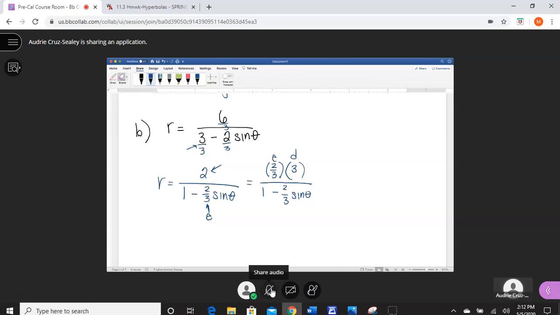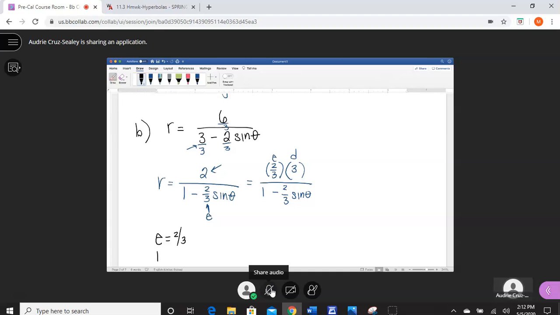And this is your setup. Is that okay? So these two numbers multiplied together have to give you what already is up here. 2/3 times 3 is 2. Is that okay? And so now we know that E is 2/3.